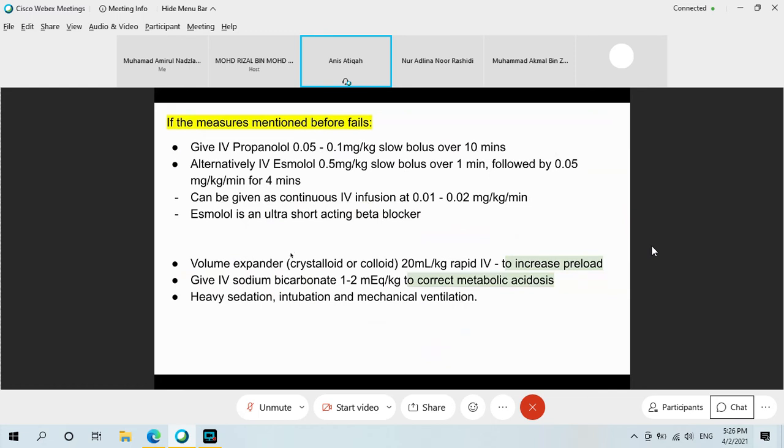You can also give a crystalloid or colloid to increase preload. Give IV sodium bicarbonate to correct metabolic acidosis. And you can also give heavy sedation, intubation, and mechanical ventilation.